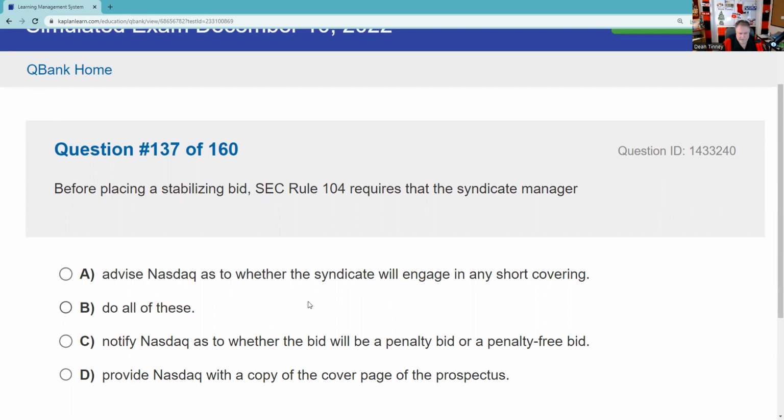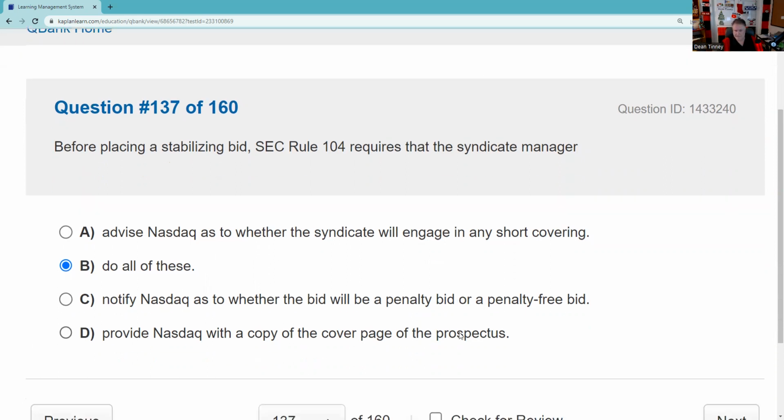So advise NASDAQ as to whether the syndicate will engage in any short covering. Yes. Do all of these. I don't know why "do all of these" is buried in the thing. So that means we've got to read the rest. Notify NASDAQ as to whether the bid will be a penalty bid or penalty free. Yes. Provide NASDAQ with a copy of the cover page of the prospectus. Yeah, you have to do all of those. Remember, only one syndicate member can enter the stabilizing bid. It has to be at or below the public offering price. It has to be in the prospectus. Better to have it in the prospectus and not need it than need it and not have it. So very testable, very testable.